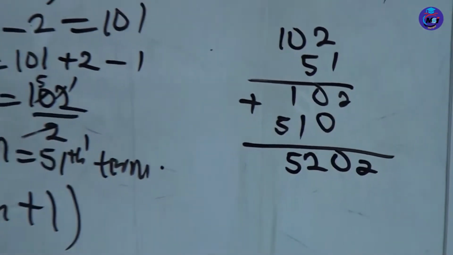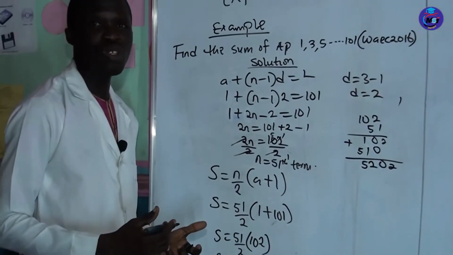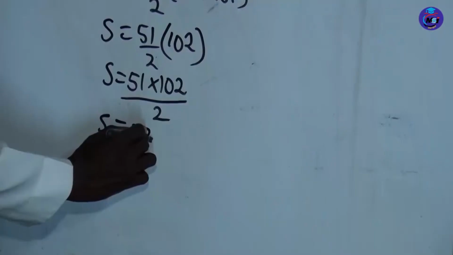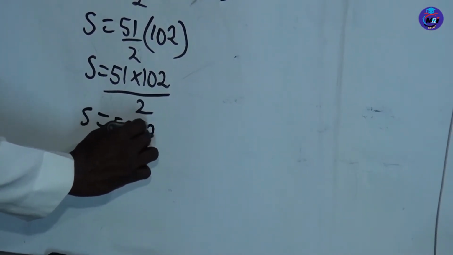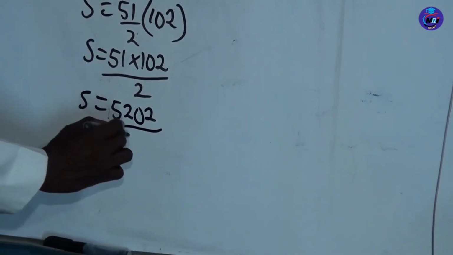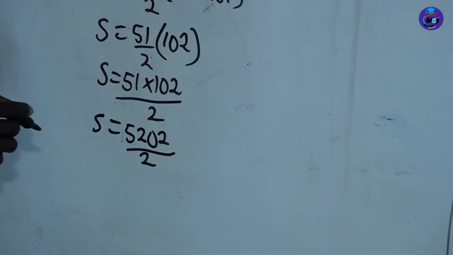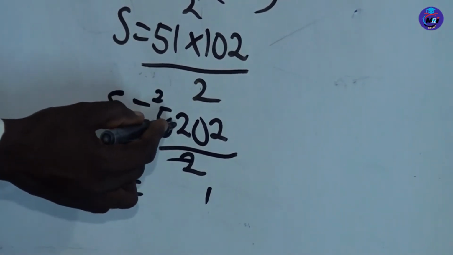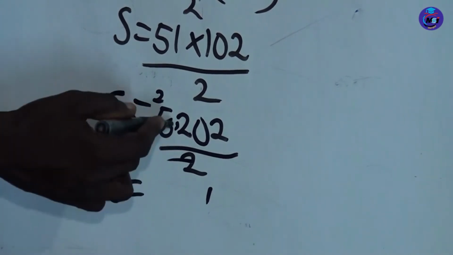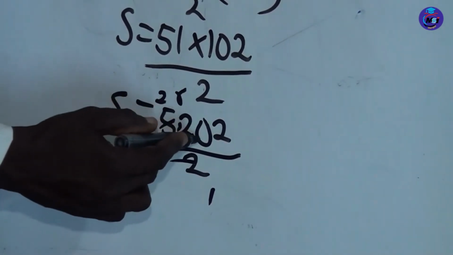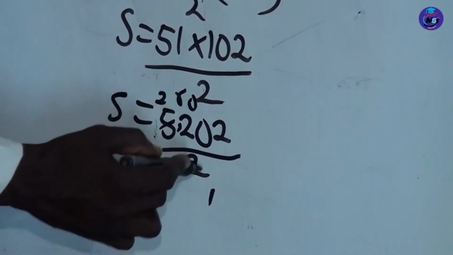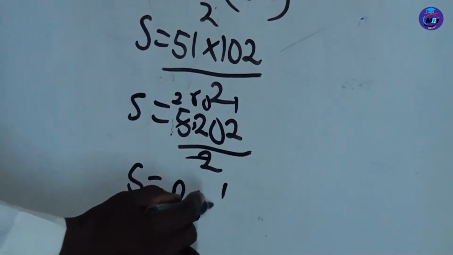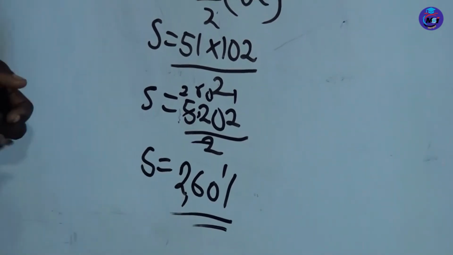Okay, now let's divide this. 5, 2, 0, 2. What are we going to get? 2 divided by 2. Now, if we divide this, 2 in 5 will give you 2, remain 1. Put that 1 in front of this 2, it will give you 12. 2 in 12 is 6. Okay, bring this 0 up. 2 in 2 will give you 1. So you are going to have 2, 6, 0, 1, which is 2601.